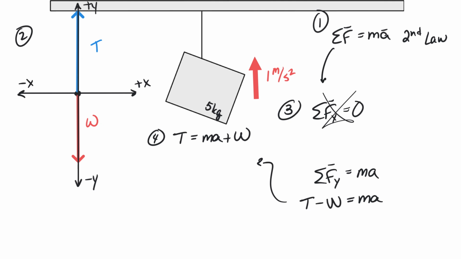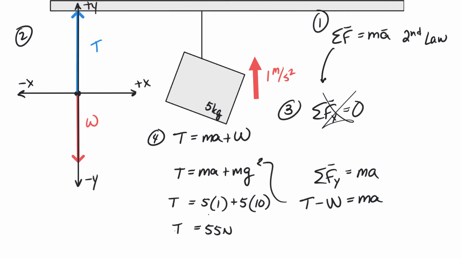All right, so we're going to do the same things. We're going to do substitution here. I'm going to substitute mg in for W, and we'll get tension equals MA plus mg. We know the mass, it's 5. The acceleration was 1. The mass, again, it's 5, and this time it's g, which is 10. And it looks to me like it's going to be 5 plus 50, or 55 newtons. Any questions?